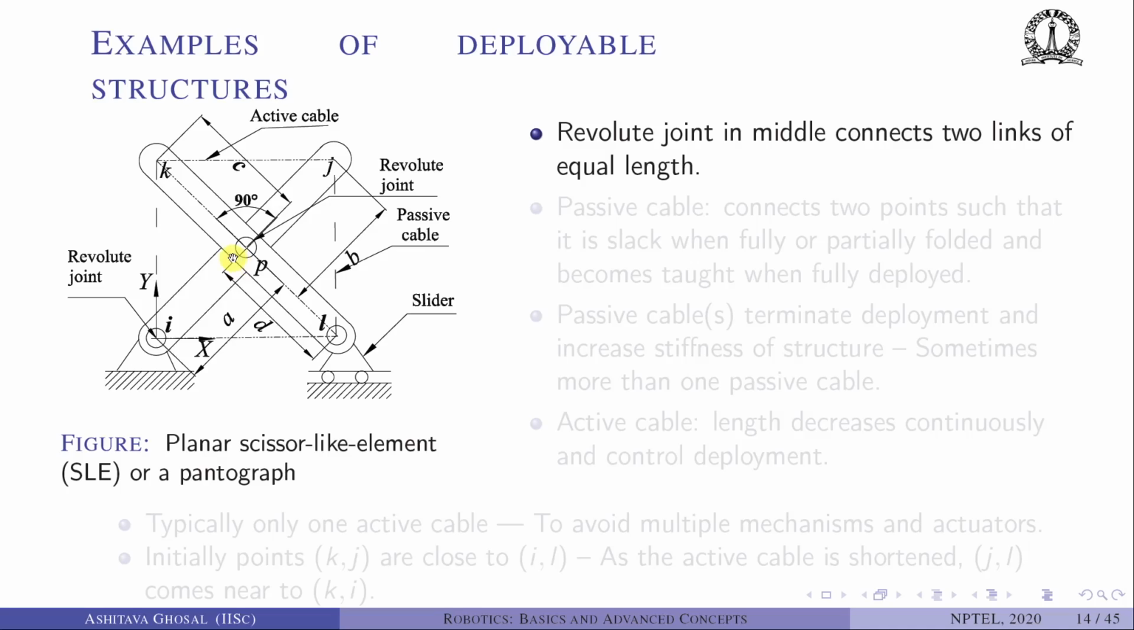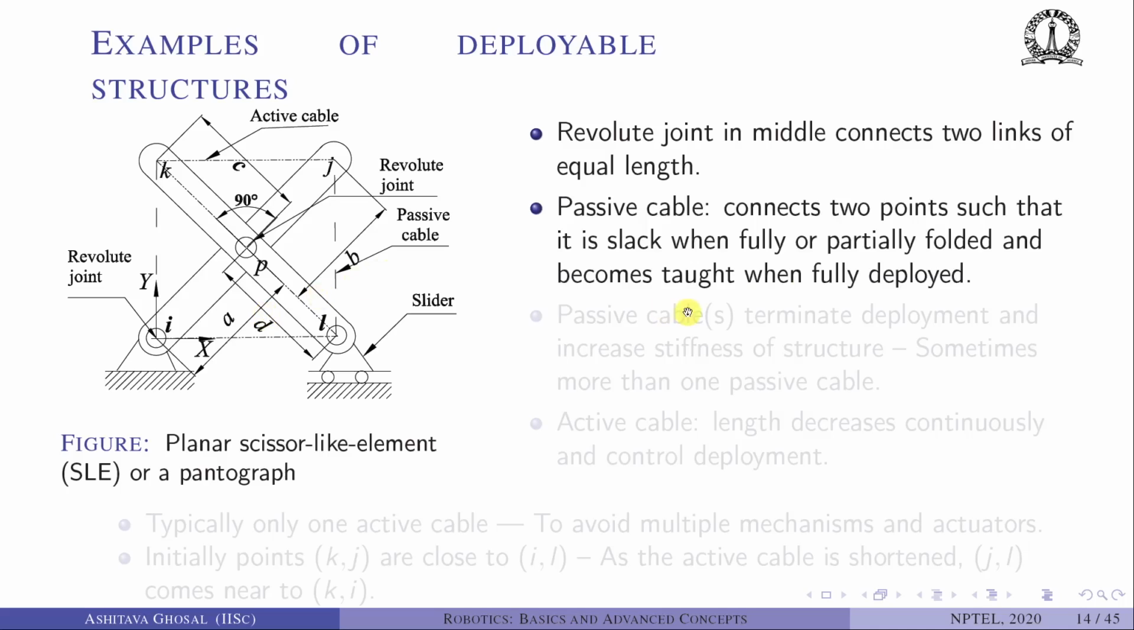One of the common modules in a deployable structure is this thing called a planar scissor-like element or a pantograph. So basically what we have is a hinge joint here, then another hinge joint here, but it is on a slider, and then there are these 2 links, and in between there is another pin joint. So there is a middle revolute joint. It connects both these links which are of equal length. There is also a passive cable which connects 2 points such that it is slack when fully or partially folded and becomes taut when fully deployed.